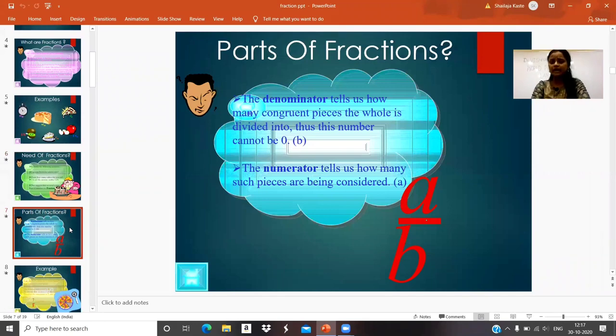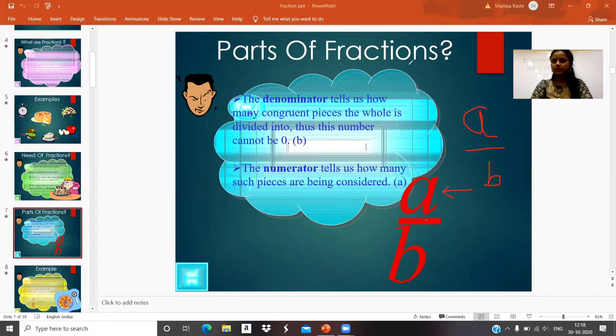As you can say in maths, there are different terms. So in fractions also there are different terms. The first thing given here is about the numerator and the denominator. So what do you mean by the numerator? As I said, a fraction means numbers given in the form A by B. The number present on the upper side will be known as the numerator.